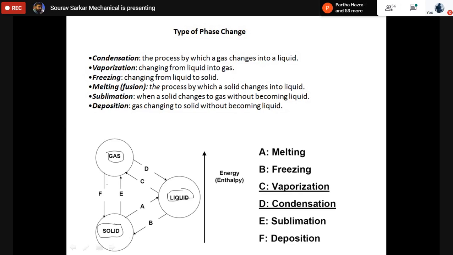And there can be another possibility where the solid can be directly converted into gas phase, or maybe the vapor phase. This process is basically called sublimation. And there can be another reverse process where gas can be directly converted into solid. This is basically called the deposition process.